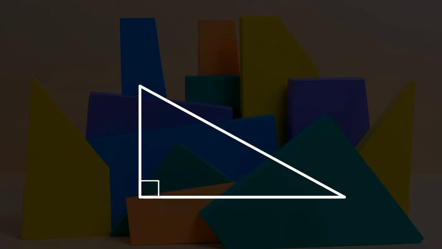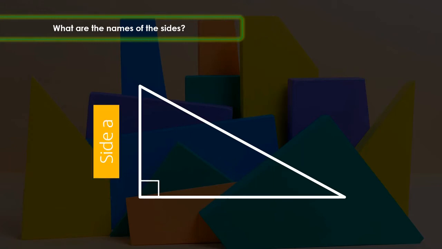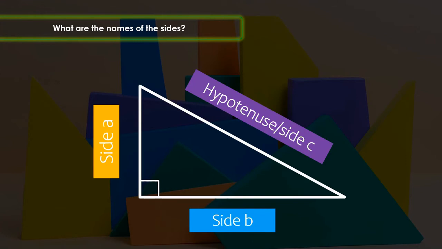I have a question. Do you know the names of the sides of the triangle? Before, I would have said one was Irene, the other was Elizabeth, and the other one was Brianna. But let's see what the names are. So this side is side A. That's side B. And that side is the hypotenuse, also known as side C.